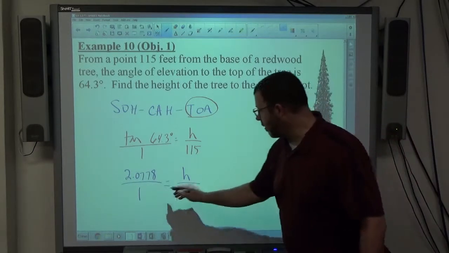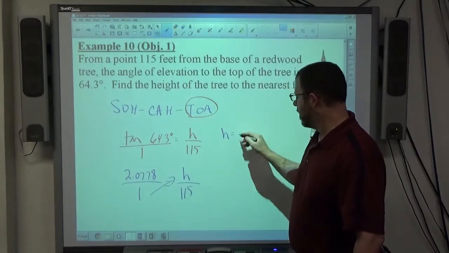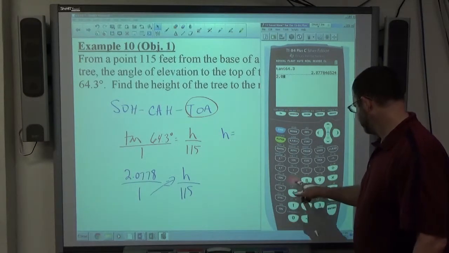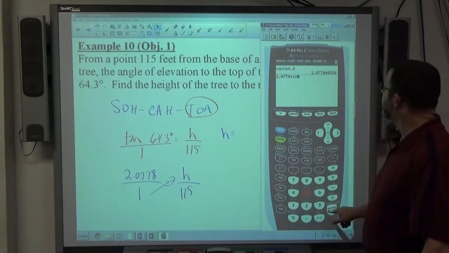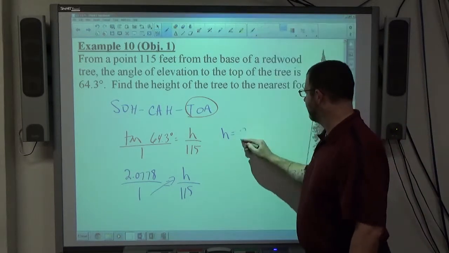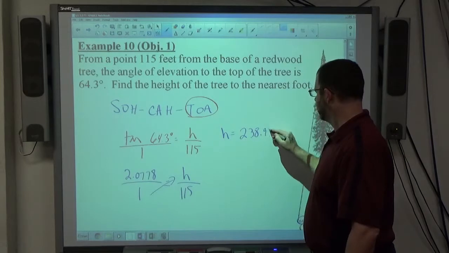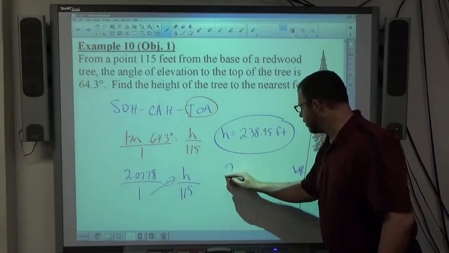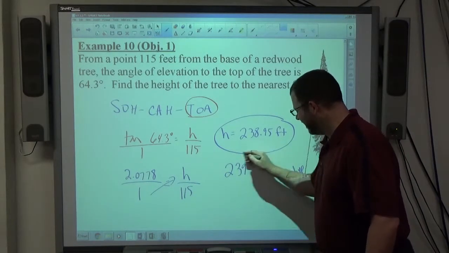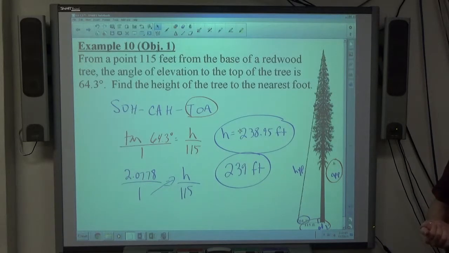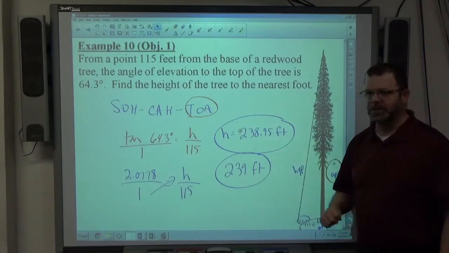So if I cross multiply, 1 times h is h, and 2.0778 times 115 comes out to 238.95. What's this to the nearest foot? Oh, the nearest foot, 239 feet. Thanks, PJ. All right, so again, unless asked otherwise, go 2 decimal places. 239 feet would be what I'd go with then.